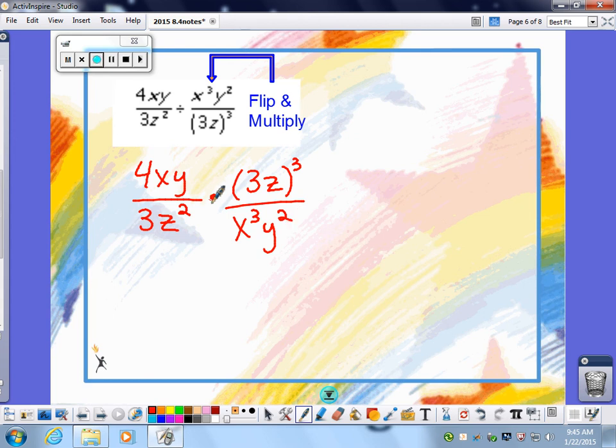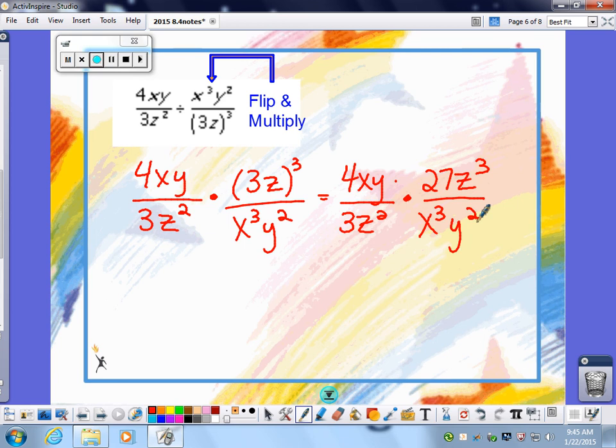So let's simplify the numerator. Let's see, we've got 4xy over 3z squared times 27z to the third over x cubed y squared. Alright, let's put them together. Let's make one fraction. So 4 times 27 is 108. X, y, z to the third over the denominator is 3 x to the third y squared z squared.